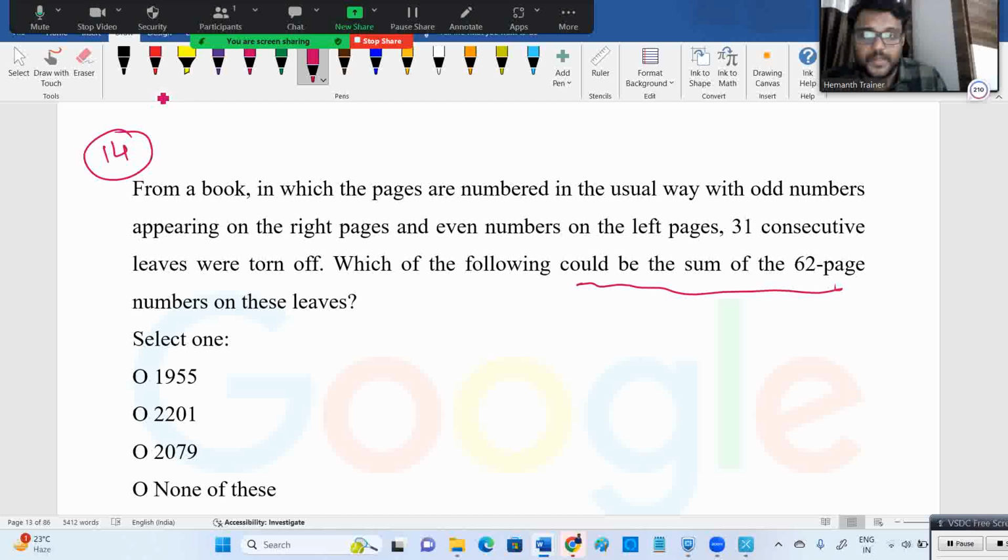Leaves, fine, in which odd page numbers are on the right pages and even numbers on the left pages. So here 1, here 2, here 3, here 4 like that. Here 5, here 6, like that the page numbers go. 62 pages are there, among them 31 leaves are removed, consecutive. It can be 1 to 31, is it? So you just check it out. 62 pages means you will get numbers starting from 1, and this will keep going up to 124, 123.